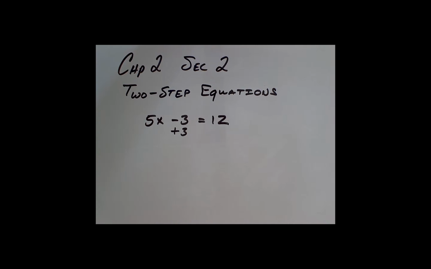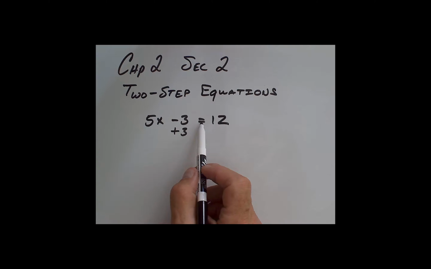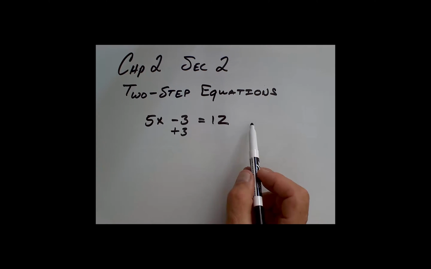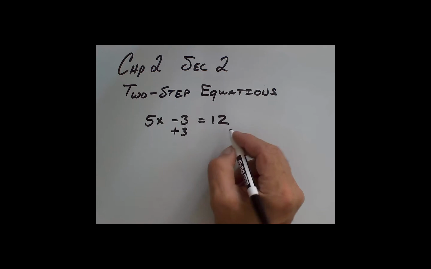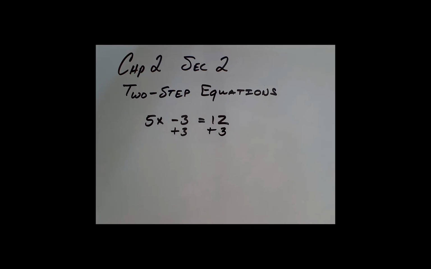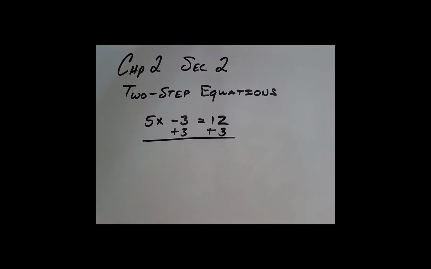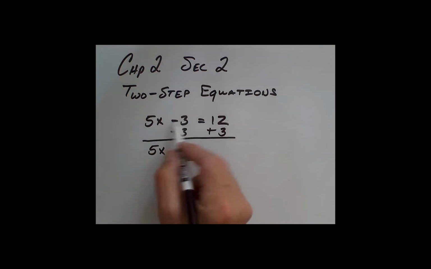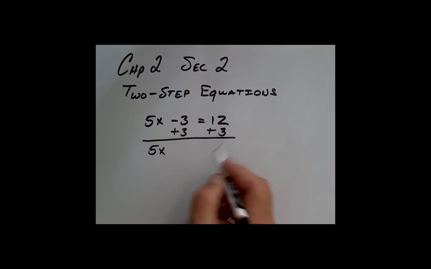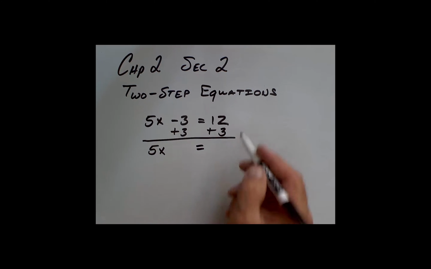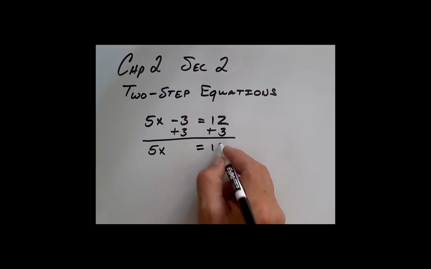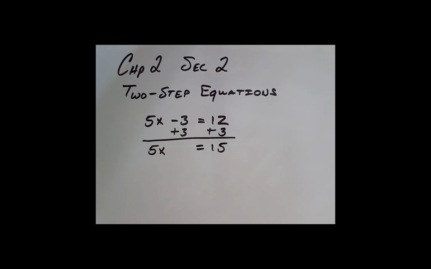And remember, whatever we do on one side of the equation, we have to do on the other side of the equation. In other words, whatever we do on this side of the equal sign, we have to do on this side of the equal sign. So if we added 3 here, we have to add 3 here also. All right, remember on our additive inverses, we can put a line underneath them. We carry our 5x down. Minus 3 plus 3 is 0, so we really don't have to write anything there. We put our equal sign in, and then 12 plus 3 is 15. Now we're left with an equation of 5x equals 15.